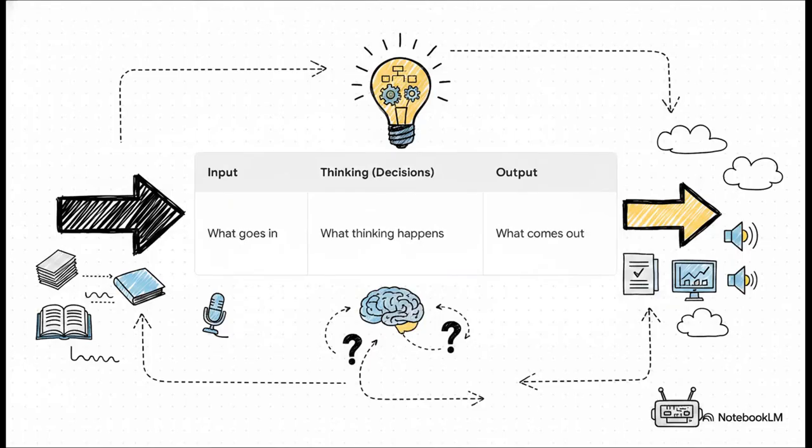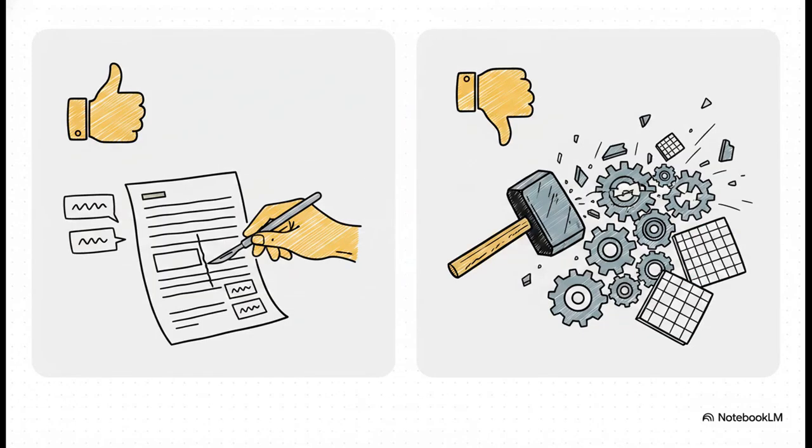Step 1. You have to make the workflow visible. Before you can automate or improve anything, you have to actually understand it. For any task, you have to be able to say with total clarity, here's what goes in, here's the thinking that happens, and here's what comes out. Here's the bottom line. If you can't map it out this simply, you have no chance of applying AI to it effectively.